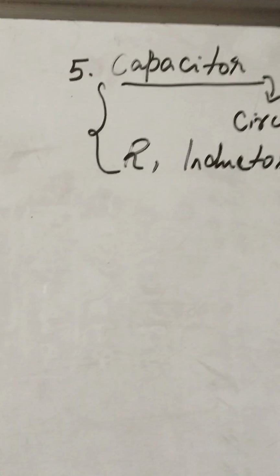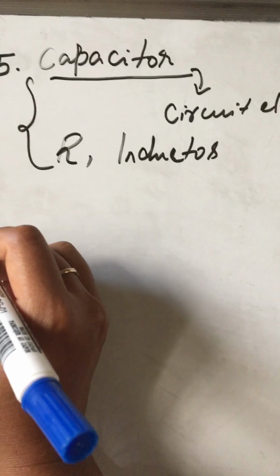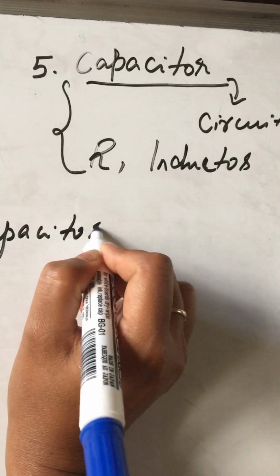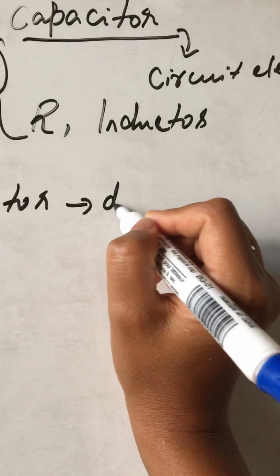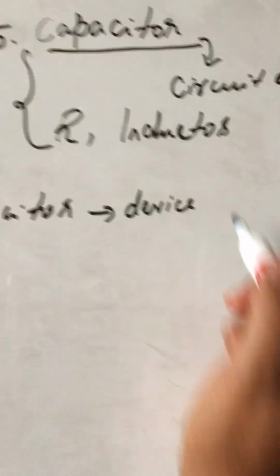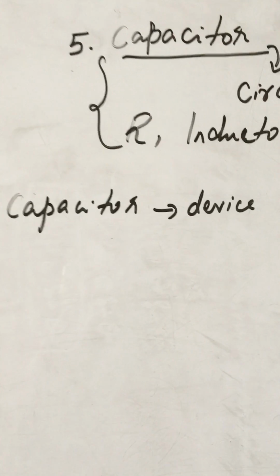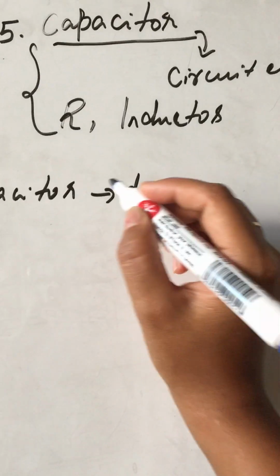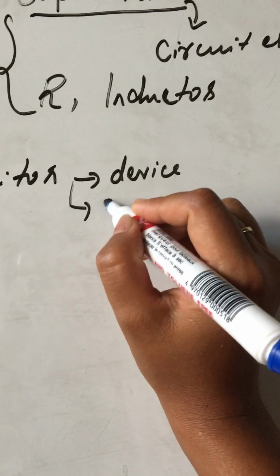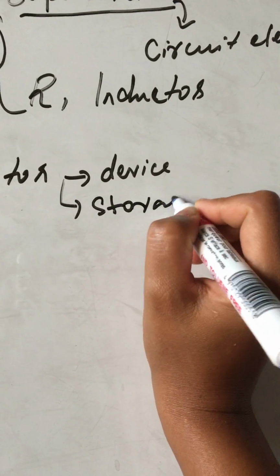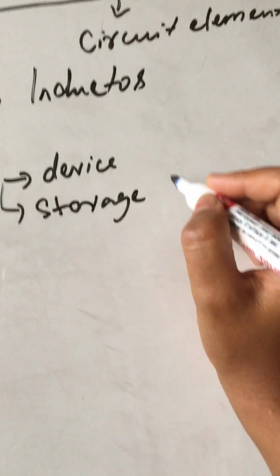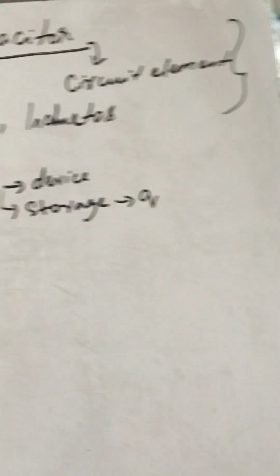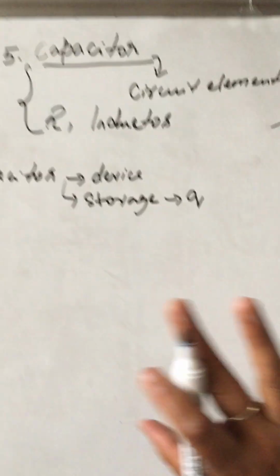So capacitor. In one word, what is a capacitor? Basically it is a device which is used in a circuit. Now what is its function? A capacitor stores the charge. Its function is storage. What does it store? It stores the charge.